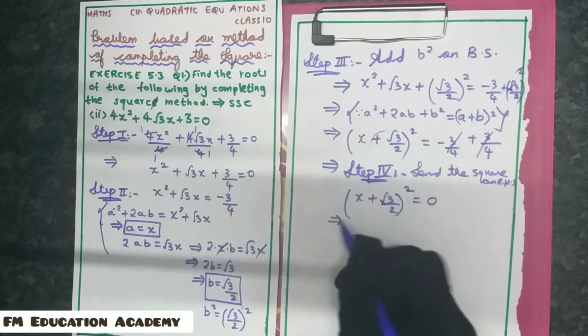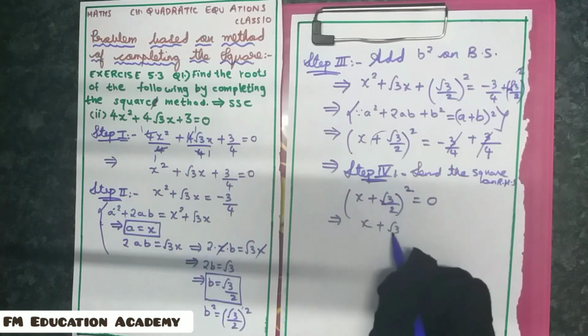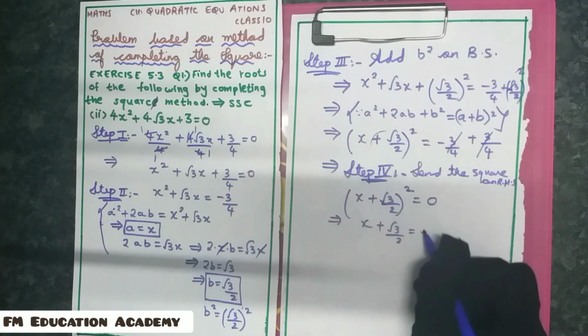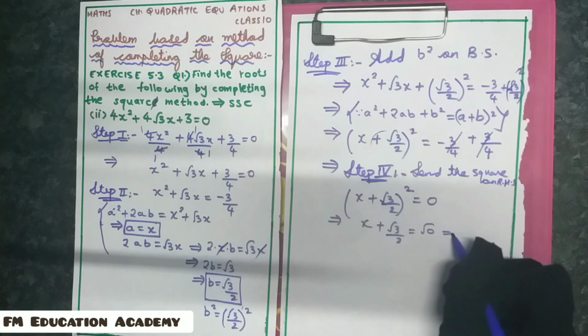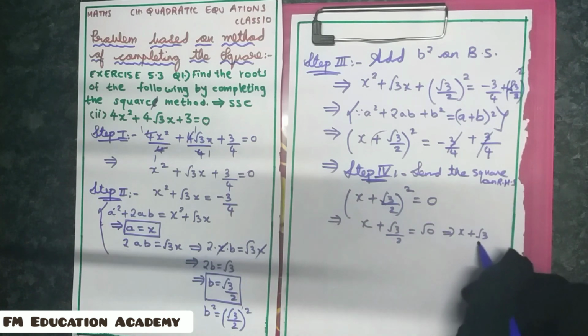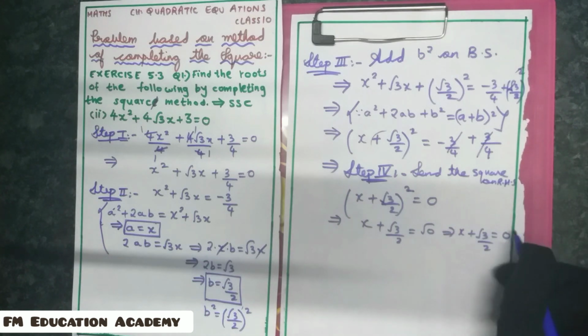Okay, so this is becoming x plus root 3 by 2 is equal to root 0, but we know root 0 is 0 only. So x plus root 3 by 2 is equal to 0. Right, and if we open the root also, we know plus 0 and minus 0 both are the same. So the minus won't matter here.